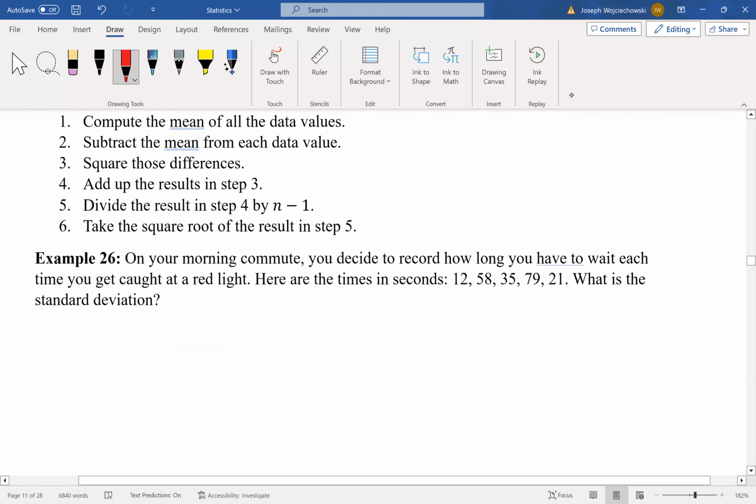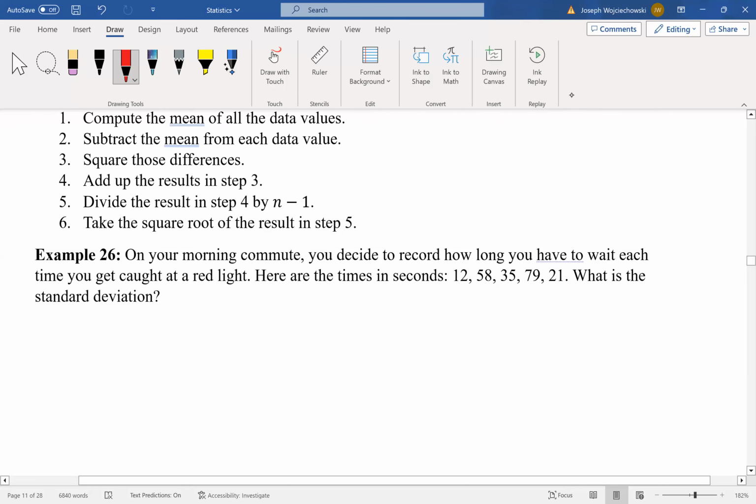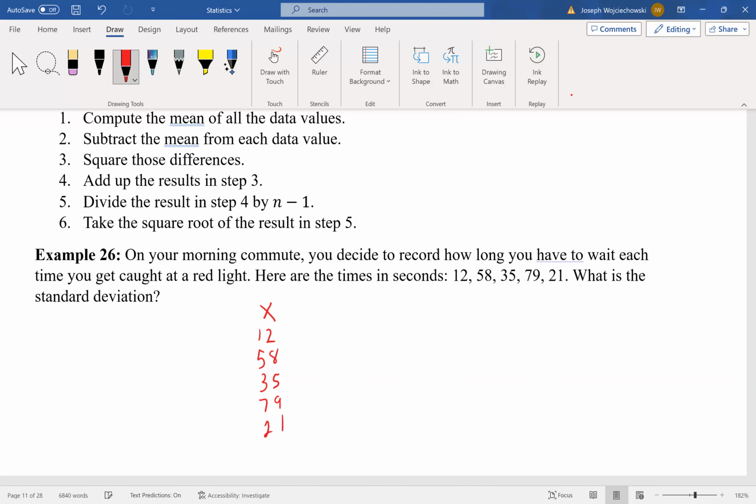So with a small data set, I recommend developing a table. We start out with our x's, and here are our x's. This is the morning commute again, our 12, 58, 35, 79, and 21. They don't necessarily have to be in ascending order, so we won't bother with that.